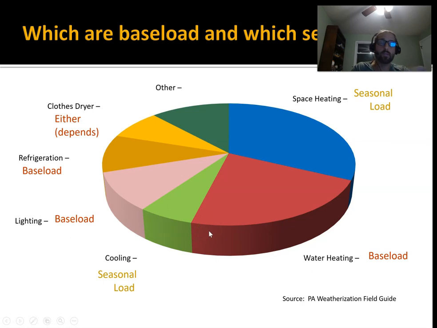Clothes dryer, a little bit tricky. This really depends. For most people, this is a base load because you run your clothes dryer year-round. But some people do dry their clothes at certain times of year on a clothesline, in which case the clothes dryer would become a seasonal load. And the other stuff is your electronics, your TV, charging your cell phone, computers, microwave, whatever. That's base load. We use that pretty much year-round. Okay, so that's the difference between base load and seasonal load.